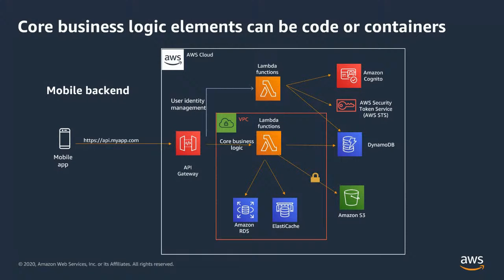You have that. Then you have Security Token Service that's useful for tokens, and you would use that as part of the authentication flow. So you have user identity management happening over here, and you still have core business logic going through in this case. Now, you could replace this.